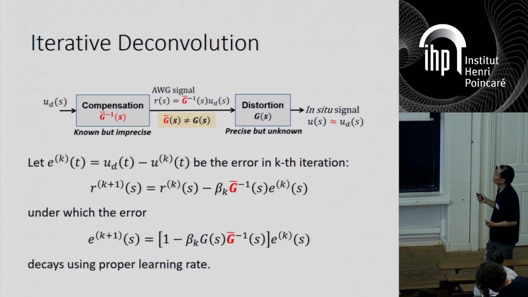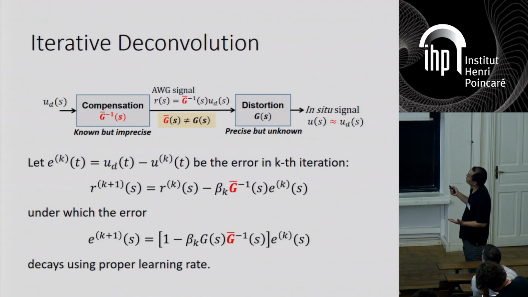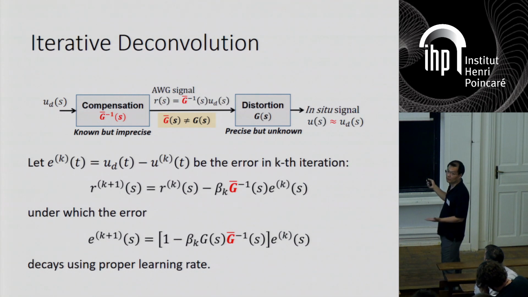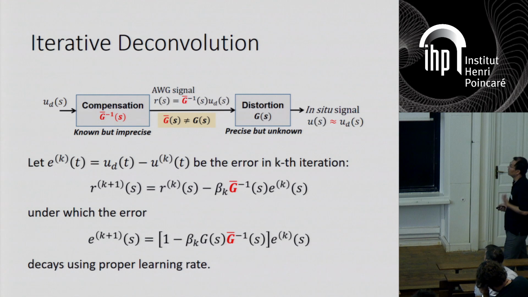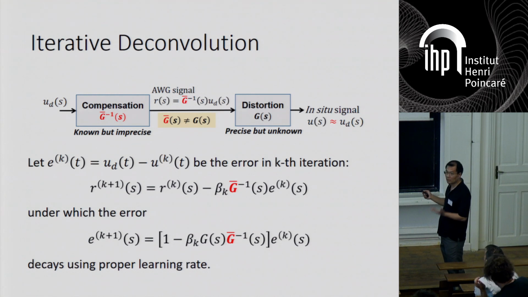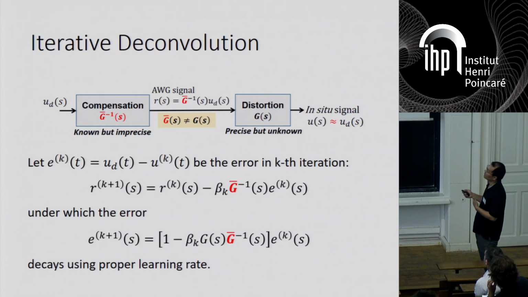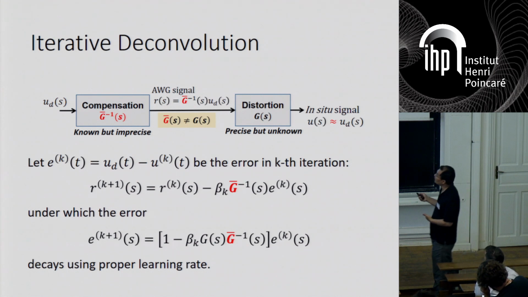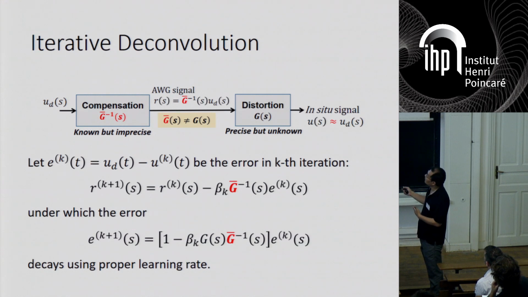So we can say it this way. If your real dynamic is represented by this transfer function, but when you apply this deconvolution using this inverse model, the model is not good enough. It is not exactly the real model. Then the output will not be exactly what you want. So our idea is that you have a model but not good enough, but you can use the model in an iterative learning way to gradually improve this AWG signal to make it better and better.